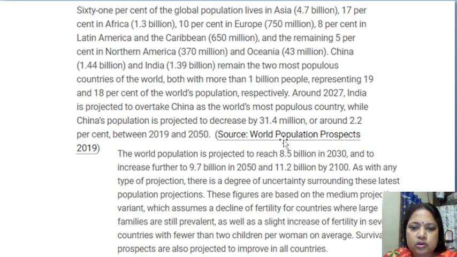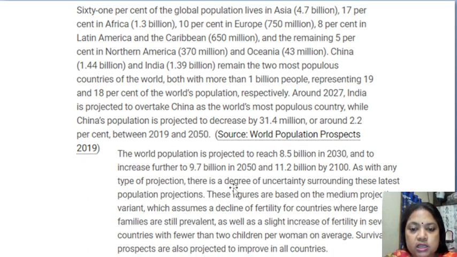So according to this report, it is anticipated that India will overcome China within a few years with respect to the population count. So the world population is projected to reach 8.5 billion in 2030. Okay, so world population is exploding, we can say, and to increase further to 9.7 billion in 2050 and 11.2 billion by 2100. So you can see how our population is increasing in a tremendous way. So this is the big concern nowadays.